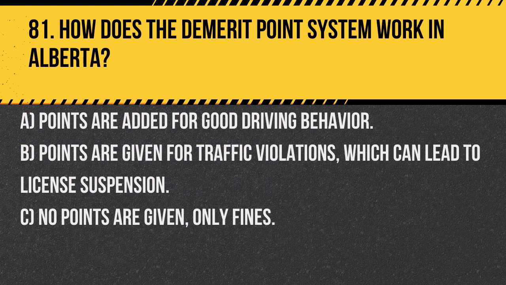Question 81. How does the demerit point system work in Alberta? A. Points are added for good driving behavior. B. Points are given for traffic violations, which can lead to license suspension. C. No points are given, only fines. Answer. B. Points are given for traffic violations, which can lead to license suspension. Accumulating too many demerit points can result in penalties including suspension of your driver's license.